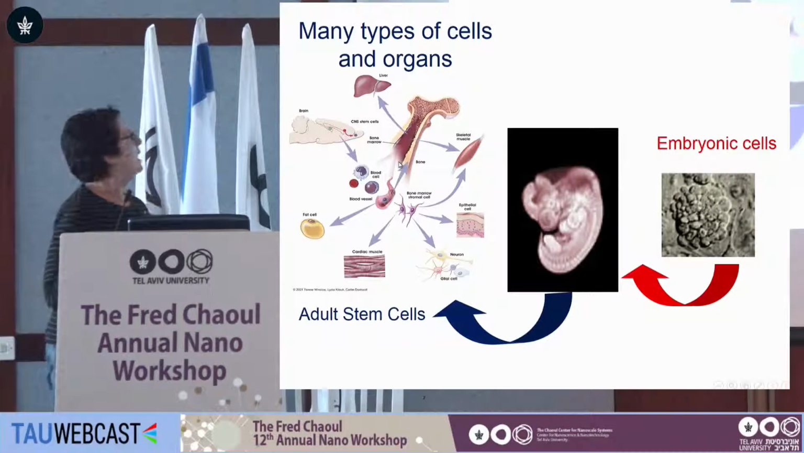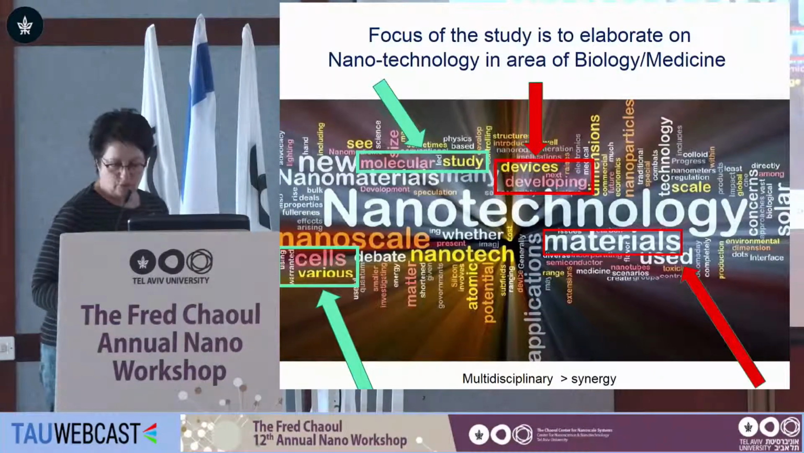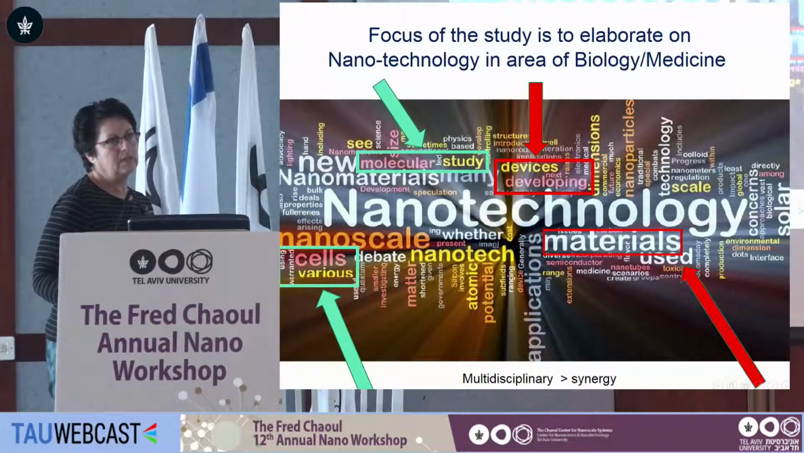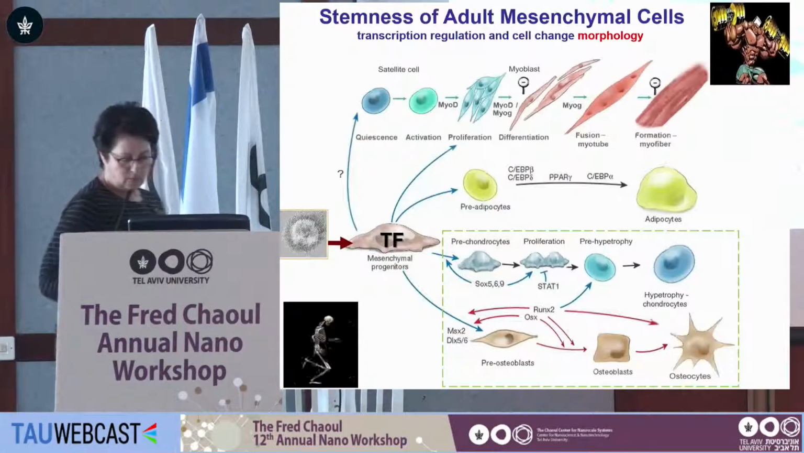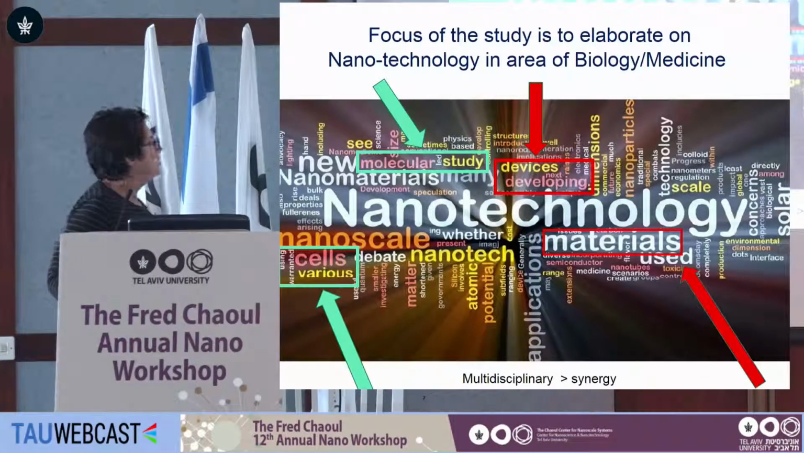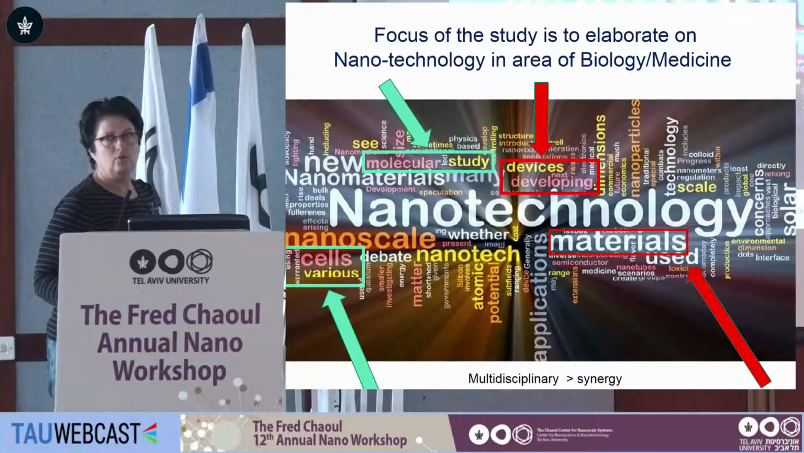So I'm talking about the adult stem cells, and I am focusing mainly on the mesenchymal cells. I will try to show you how we can combine different nanotechnologies that are supporting the area of biological technique development and medicine. I will mainly focus on molecular studies, not too much molecular, about the various cells that we are dealing with and how we can develop them into medical devices.